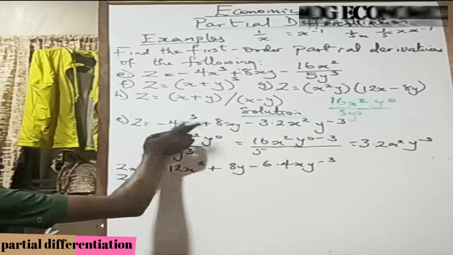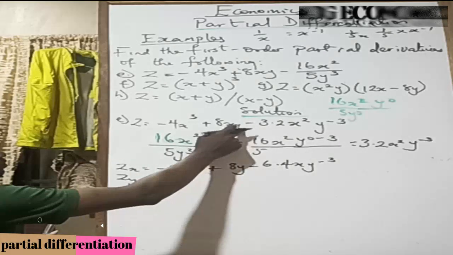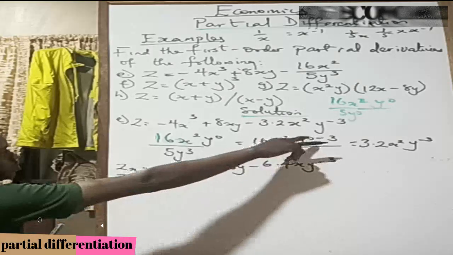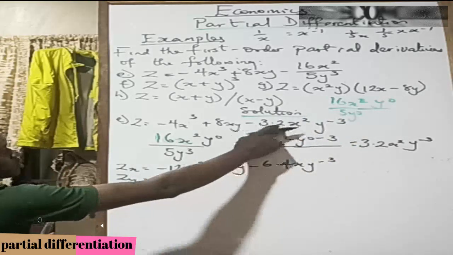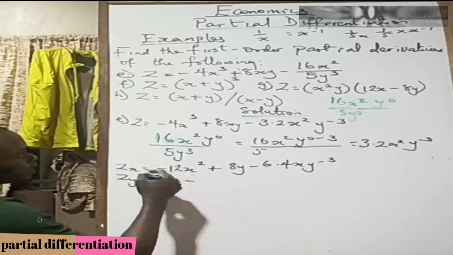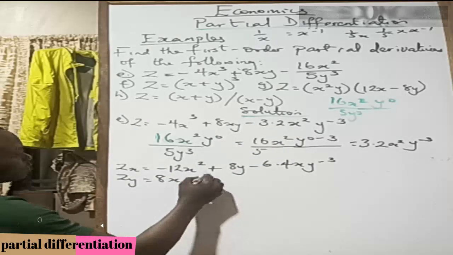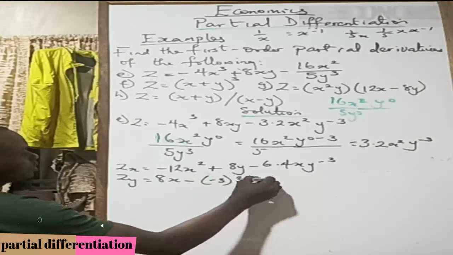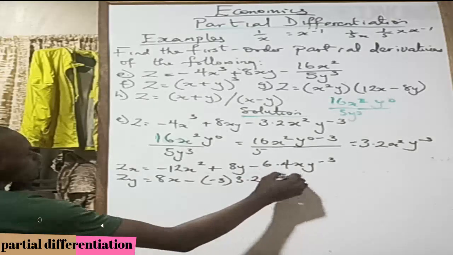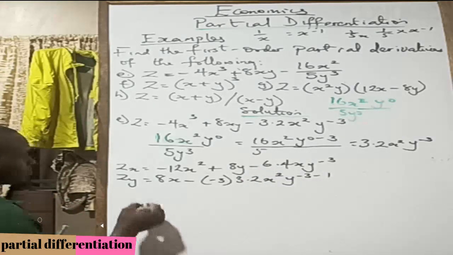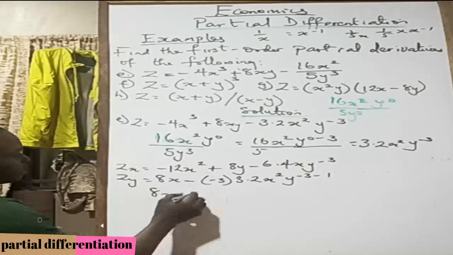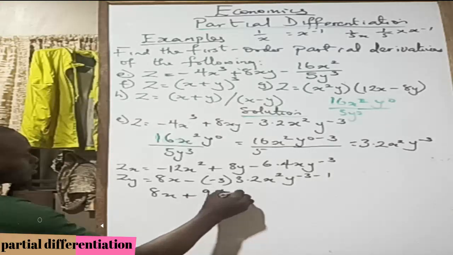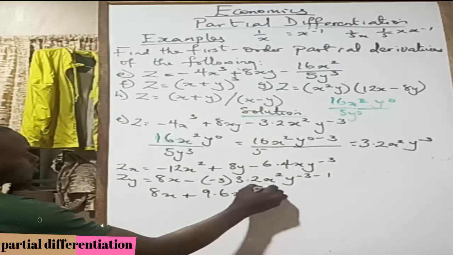So zy, come back to the original function. There is no y here, it goes away. There is y here, so when you differentiate, it's only y raised to power 1. So this becomes 8x, and there's y there, so you have minus 3 times 3.2 x squared y raised to power minus 3 minus 1. So we have 8x, minus times minus is plus, 3 times 3.2 is 9.6, 9.6 x squared, then y raised to power minus 4.